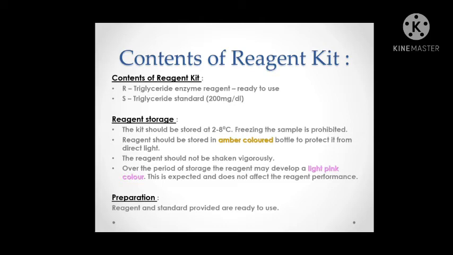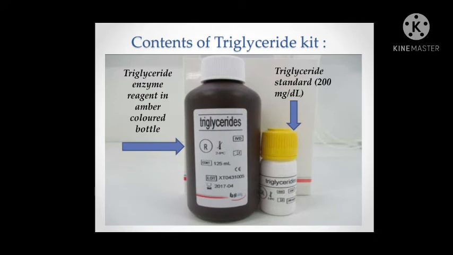Reagent storage. The kit should be stored at 2 to 8 degrees centigrade. Freezing the sample is prohibited. Reagent should be stored in an amber colored bottle to protect it from direct light. The reagent should not be shaken vigorously. Over the period of storage, the reagent may develop a light pink color. This is expected and does not affect the reagent performance. Preparation. Reagent and standard provided are ready to use.